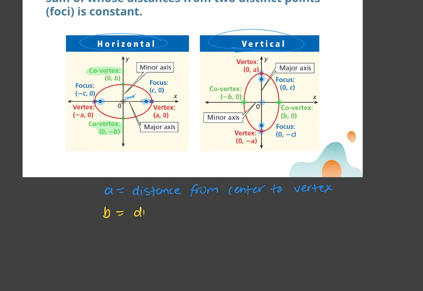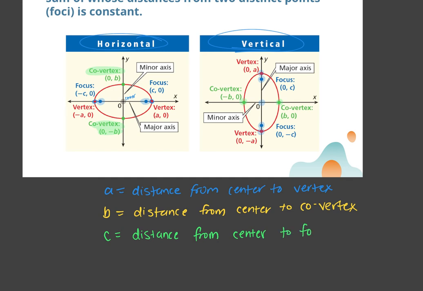b is the distance from the center to the co-vertex. So if it's horizontal, we go up and down that distance. If it's vertical, we go right and left that distance. And c is the distance from the center to the focus.